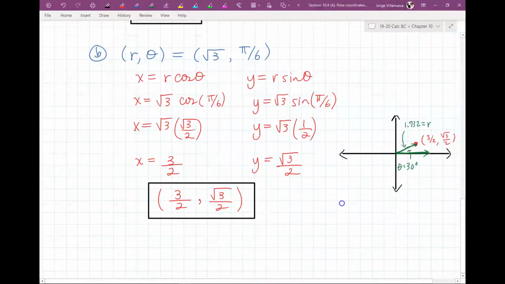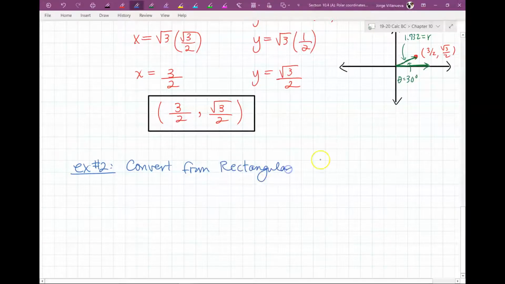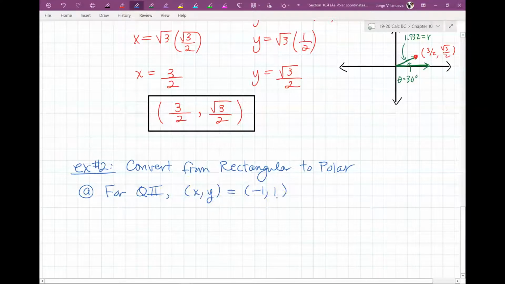Now let's convert the other way. Let's convert from rectangular to polar. So example number 2. Convert from rectangular to polar. All right, so for part A, I'm going to write for quadrant 2, xy is equal to -1, comma 1.